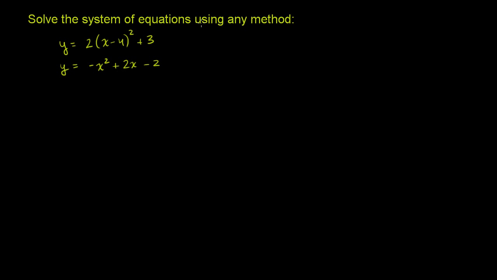Solve the system of equations using any method. So we have y is equal to 2 times the quantity x minus 4 squared plus 3. We also have y is equal to negative x squared plus 2x minus 2.